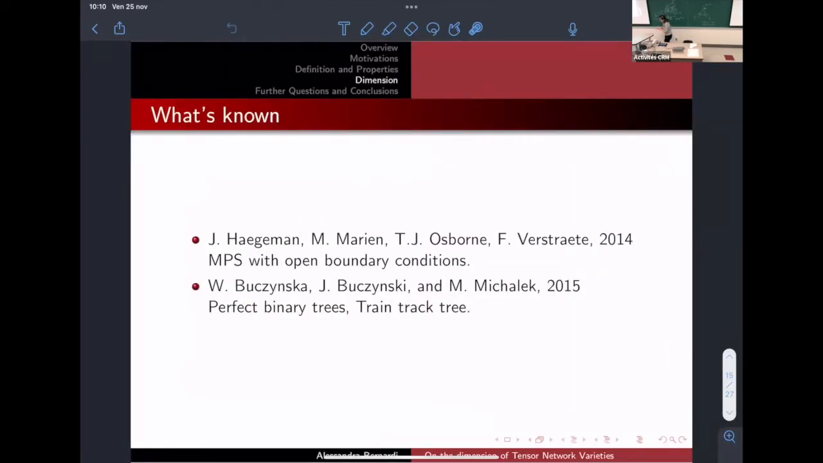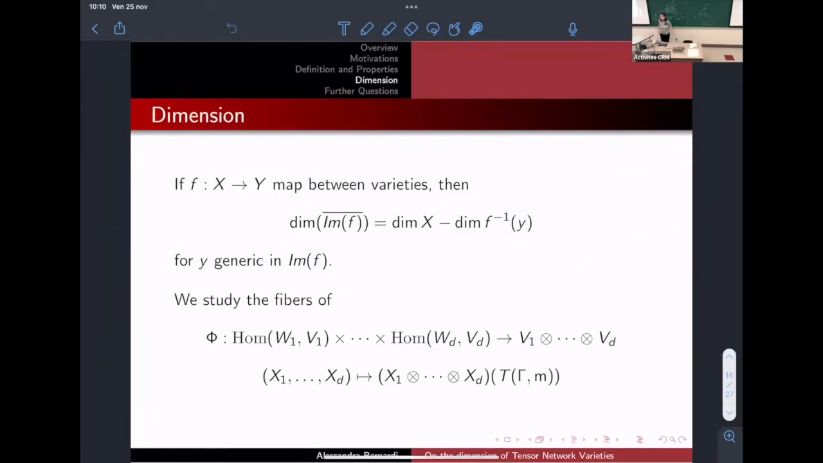So what's known about dimensions now? Here I reported two results. This one regards the matrix product state with open boundary conditions. And Buczynska and Michałek have perfect binary trees and the tensor train. I will report the result later. So this is known, and so let's get our hands dirty and see how to study this dimension. I come from algebraic geometry, and so if I have a parametrization and I have to study the dimension of the image, the first thing that I do is what I already said.